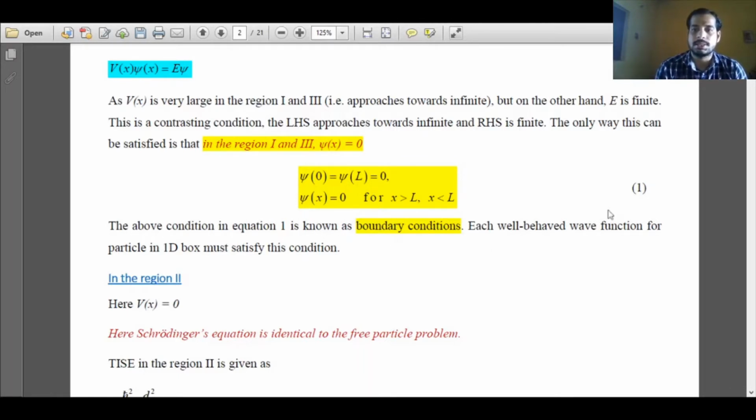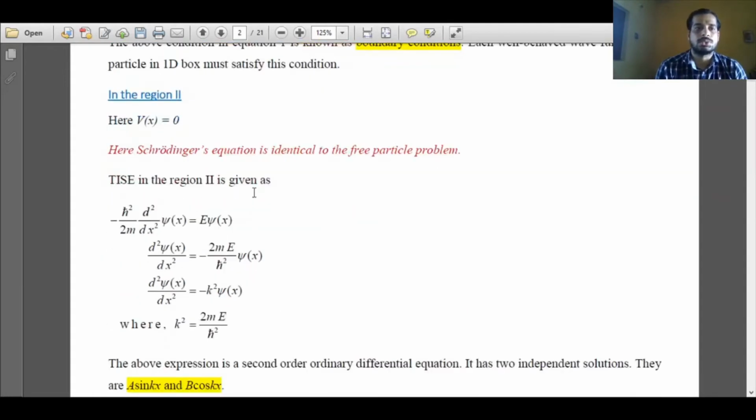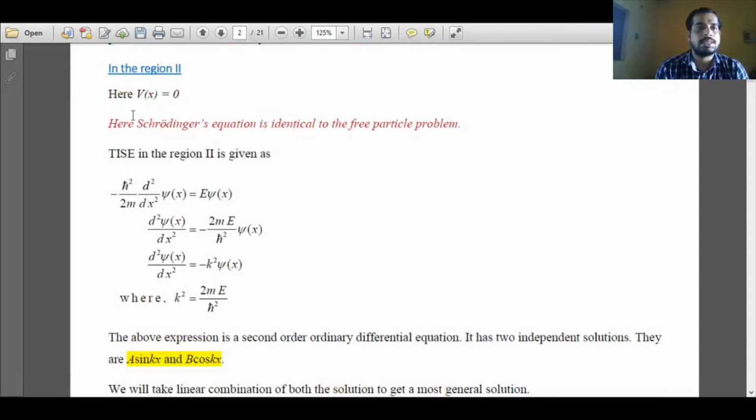So this equation 1 is called the boundary condition, and this boundary condition will be very helpful to solve the behavior of the particle in region 2. So we will go to region 2 now. In region 2 the potential energy is constant, and we will take that constant as 0. So now we will solve the time independent Schrodinger equation for region 2.